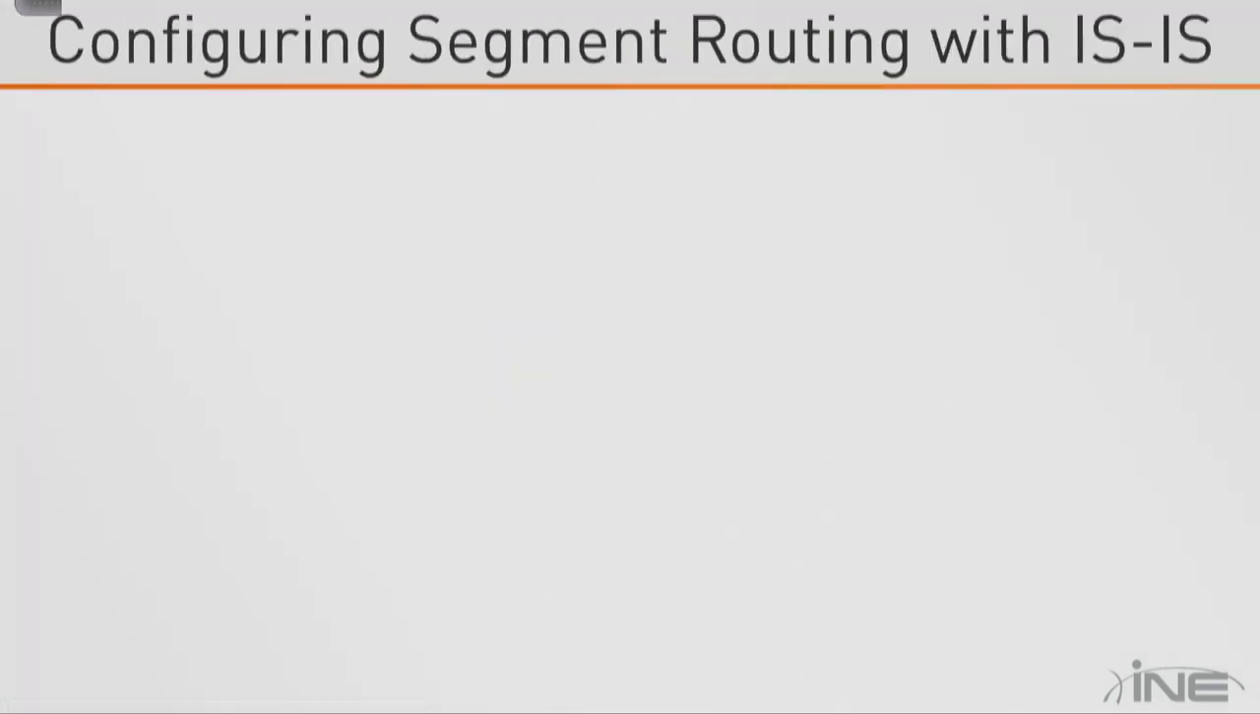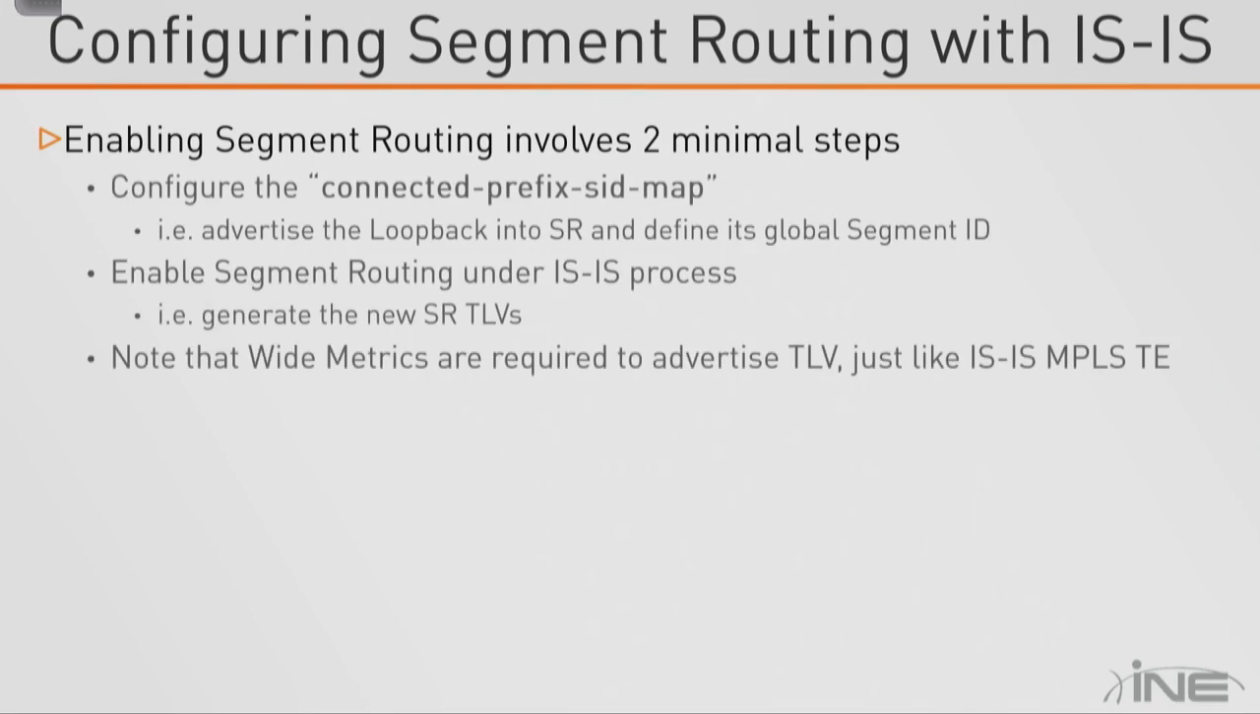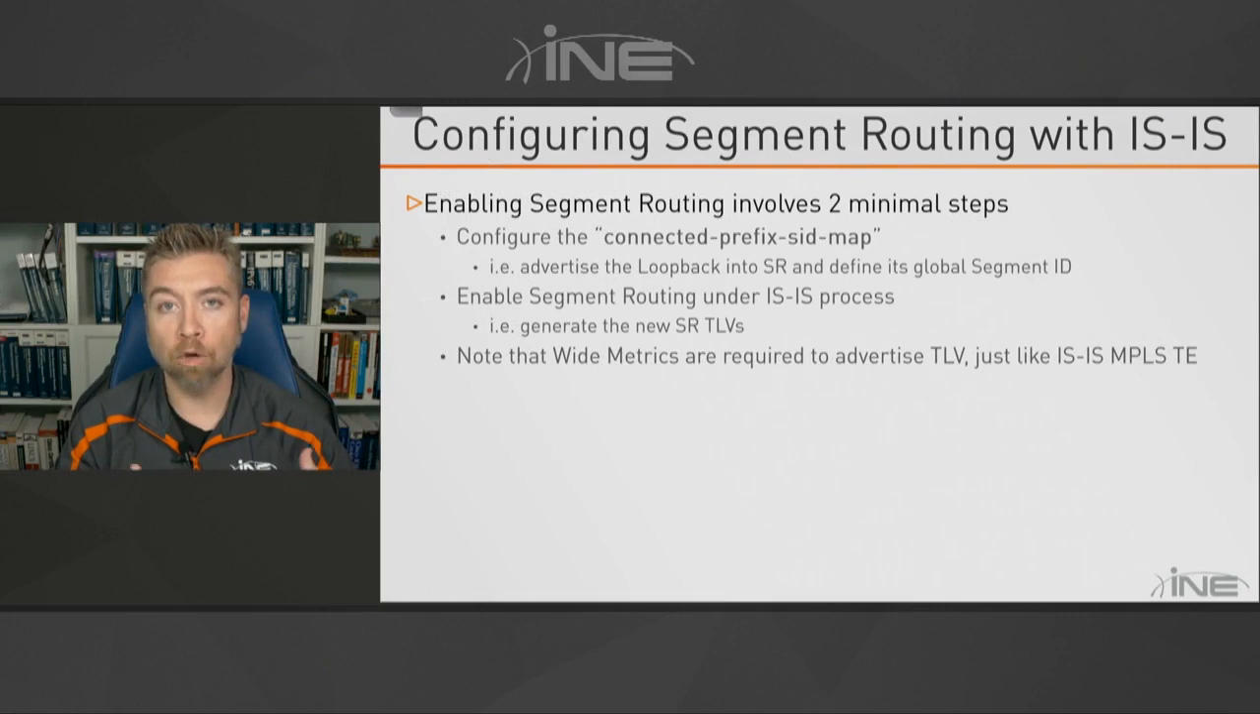Now just like OSPF, it's going to be two discrete steps. We go to the connected prefix SID map. This is what is the loopback that we're advertising, and what we're mapping the label to. So we take the default SRGB, the segment routing global block, which starts at 16,000. We add an index number, like index number 1 for router 1. That's going to be the label value that it's using.